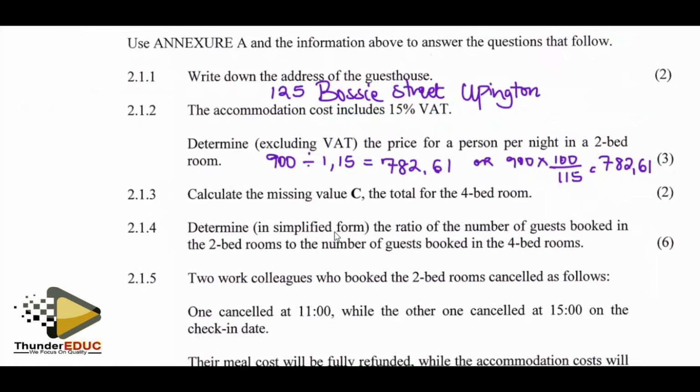So the value of C. Determine, in simplified form, the ratio of the number of guests booked in two bedrooms to the number of guests booked in 4 bedrooms. We do not know these numbers, but we know the cost. So what are we going to do? We shall go to the next year and we find out. Let's go to the next year.